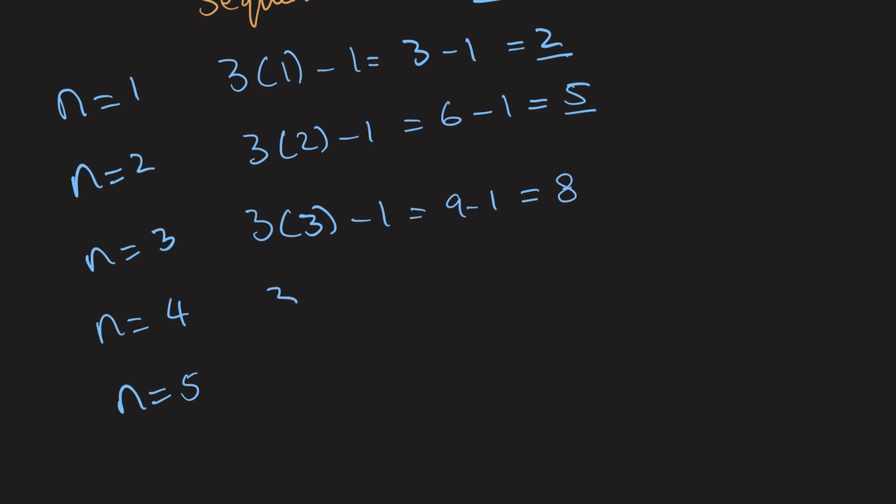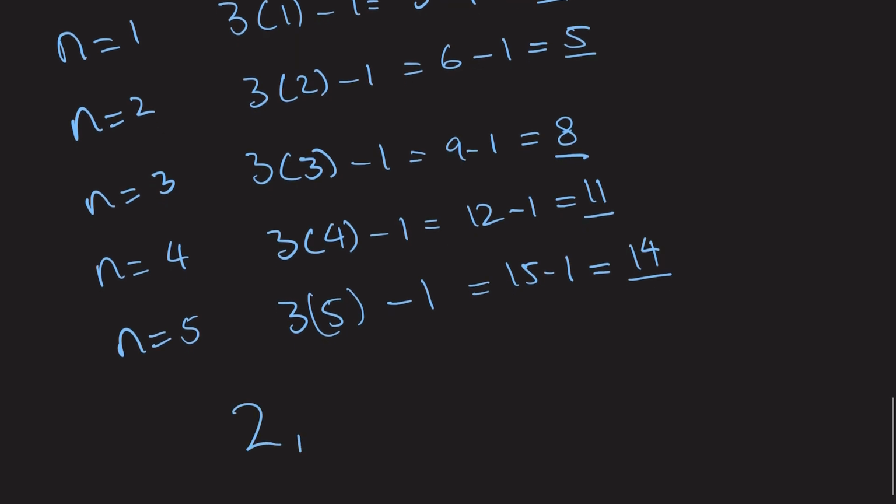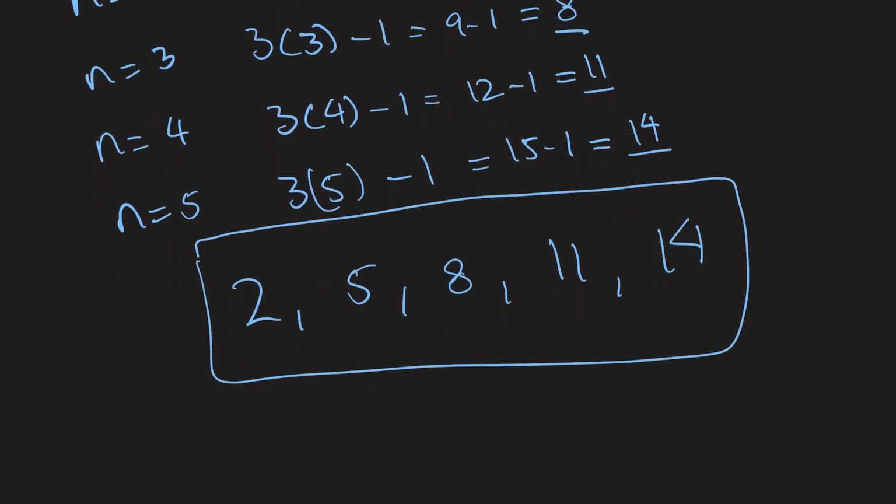Next one's n equals 4, so just write 4 in brackets, which equals 12 minus 1, which equals 11. And the final one is when n equals 5, we do 3 times 5, take away 1, which equals 15 minus 1, which equals 14. So the final sequence is 2, 5, 8, 11, and 14. And that is our final answer.